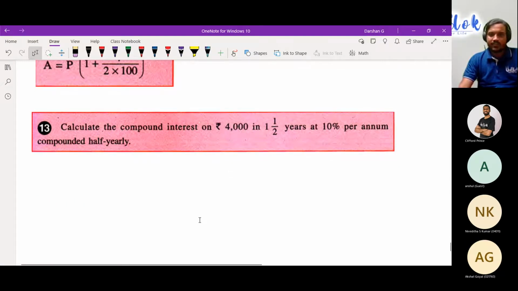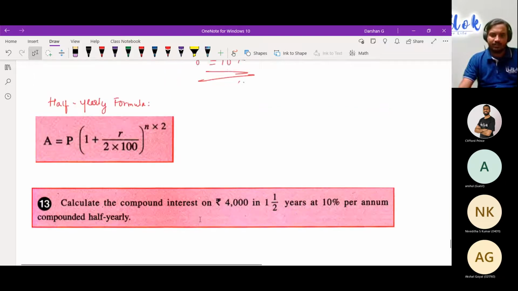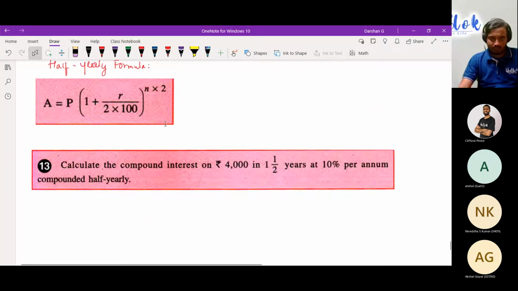Okay, so we had finished till half yearly. So we are starting half yearly now. The formula is given up here. So please start doing it.